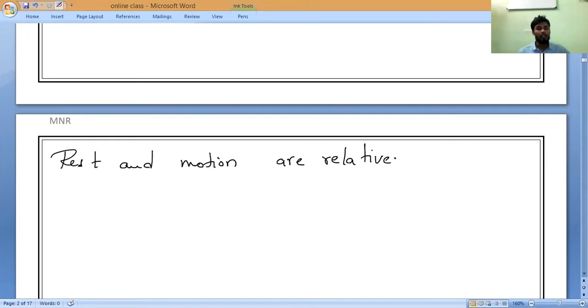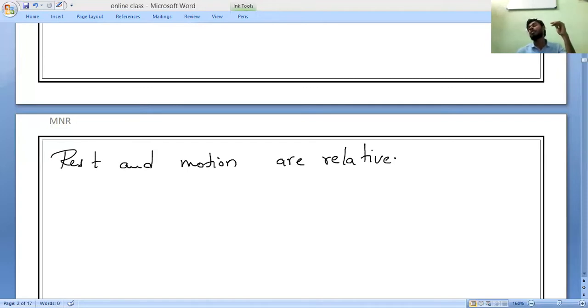So what do you mean by relative? Example, just now I said, what is the example? You can take a man on the earth, who is at rest with respect to whom? With respect to earth, correct or not? If I am standing on the earth, with respect to earth, am I in motion or rest? I am standing on the earth, I am comparing with earth. I am in a state of rest. But with respect to the sun, I am in what? Motion.